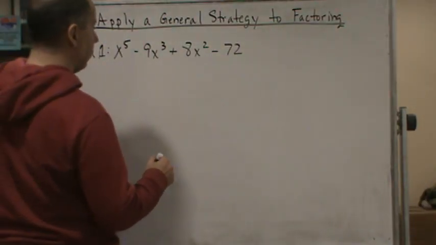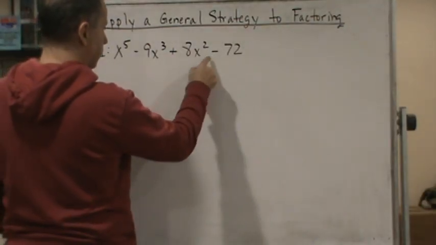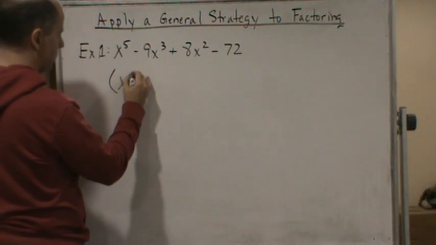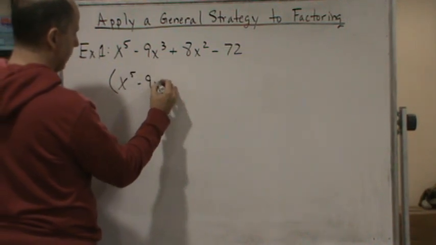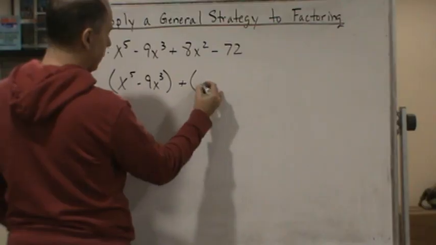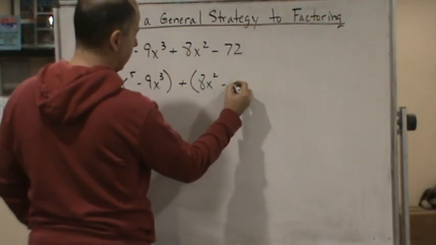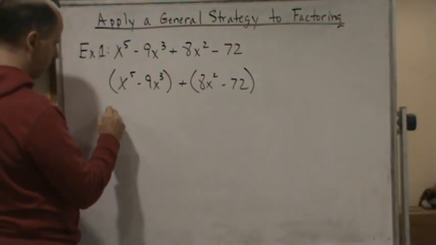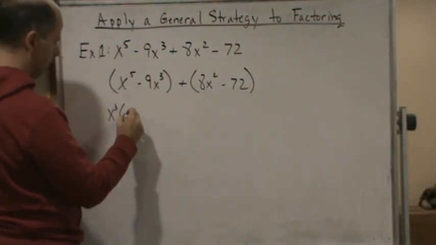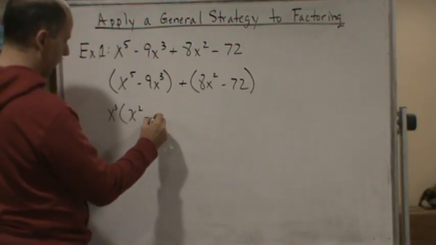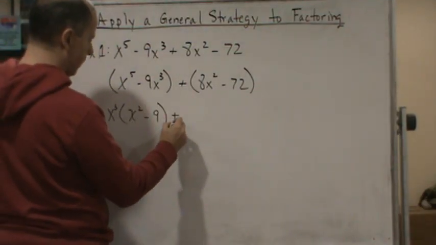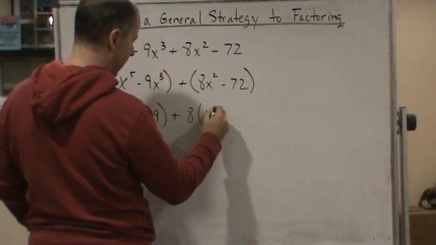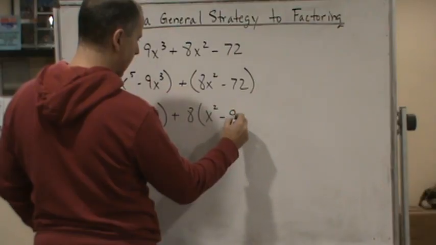So in this case I've got a common factor here and a common factor here, so let's group it that way. x to the 5th minus 9x cubed, plus 8x squared minus 72. Here I'm going to factor out x cubed, so x cubed is going to give me x squared minus 9. And now here I'm going to factor out an 8, and that'll give me x squared minus 9 again.